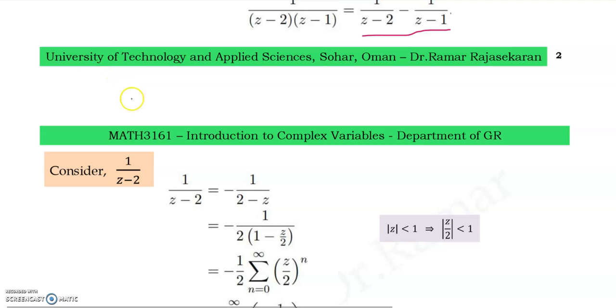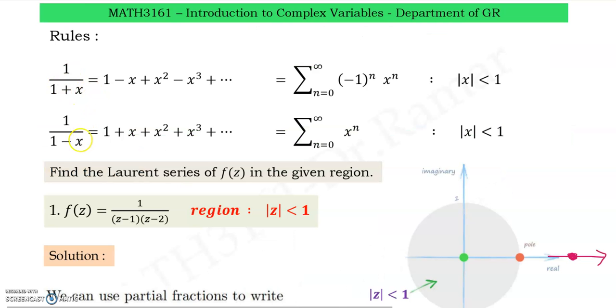Now you see 1 over z minus 2. How can we apply the rule? What is the important condition we have to follow to apply the rules? You see 1 over 1 plus x, and the second rule, 1 over 1 minus x. To apply this rule, the numerator should be 1 and the denominator should be 1 minus x, and another condition is that the value of x should be less than 1. Then only can we write this as the summation of n equal to 0 to infinity of x to the power n.